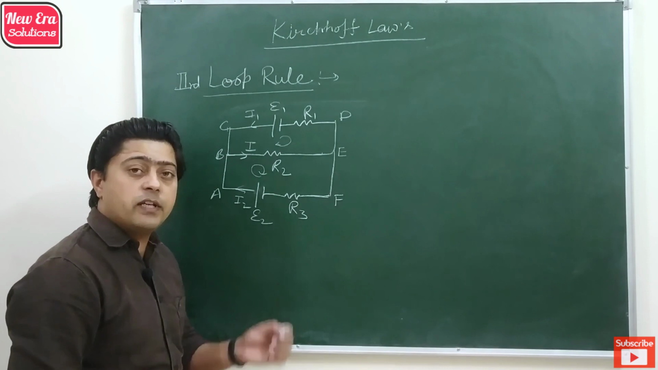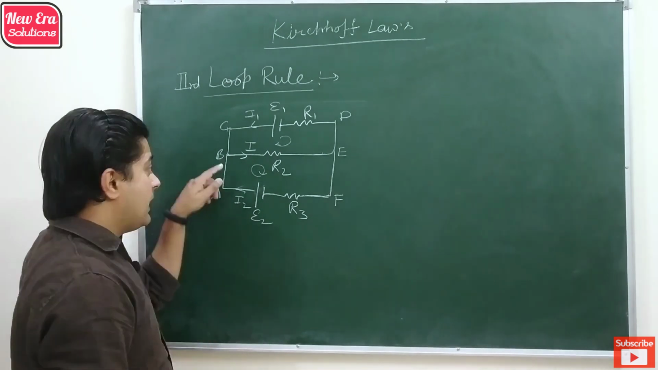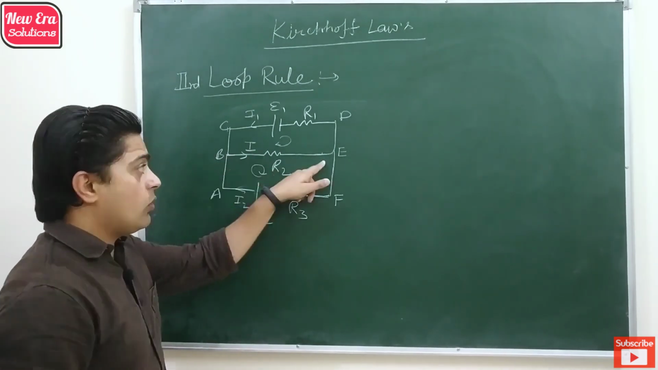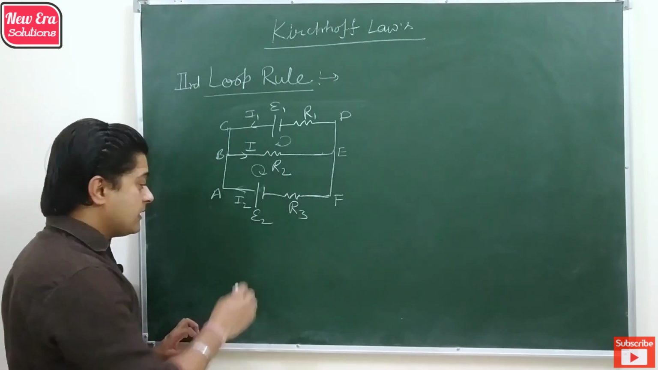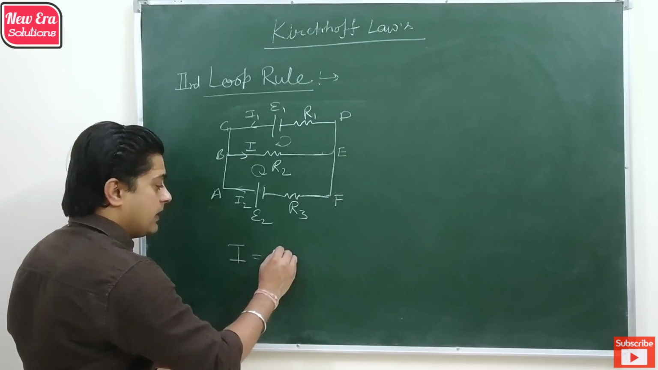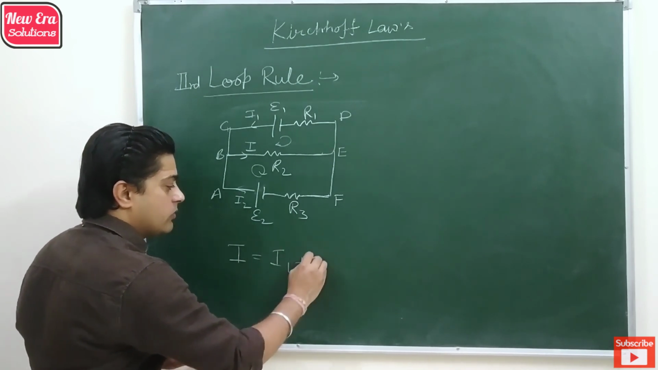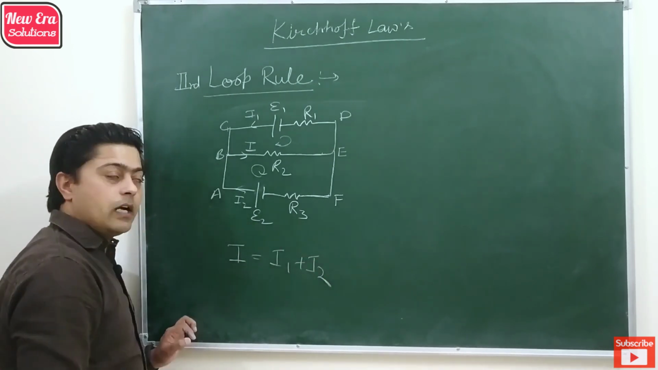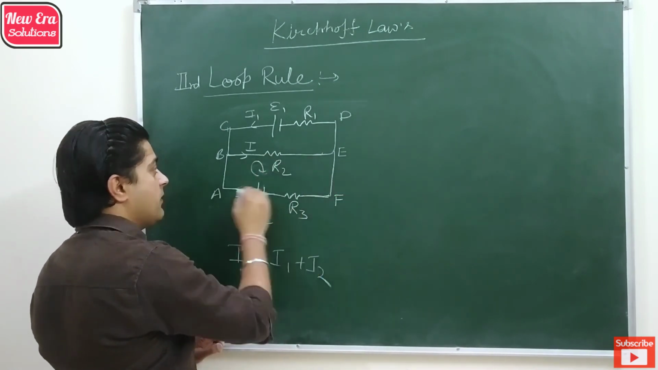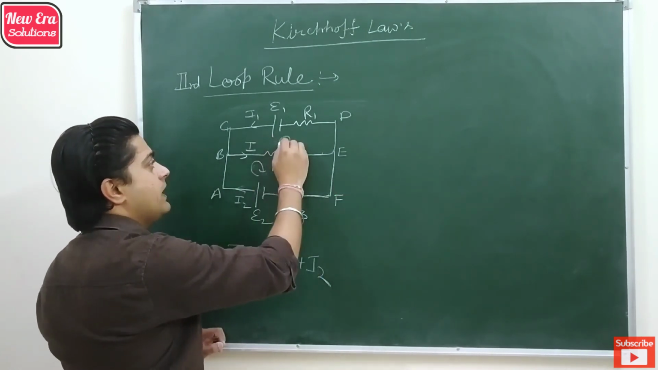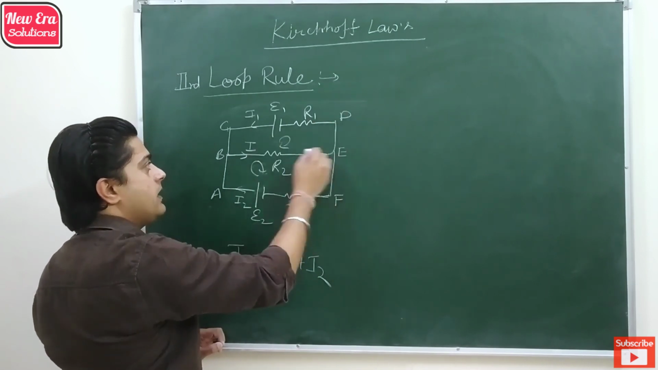First of all, we apply Kirchhoff's first law at junction B or E, where I1 and I2 are the currents entering the junction and I is the current leaving the junction. So I is equal to the sum of I1 and I2. Now we take the loop A, B, E, F, A and the loop B, C, D, E, B.